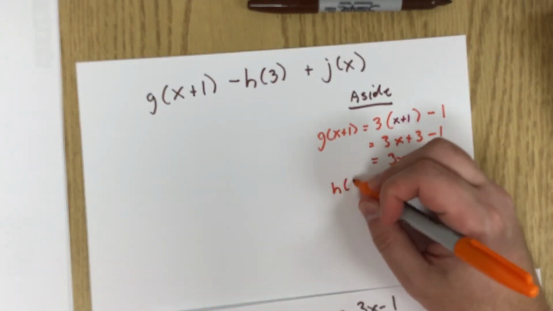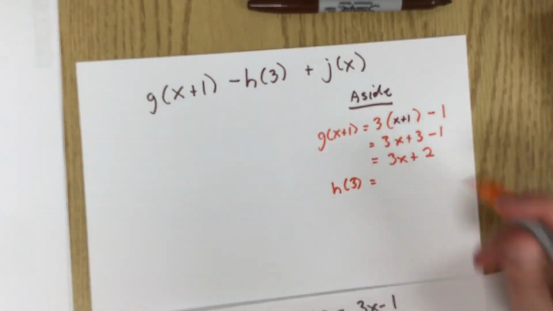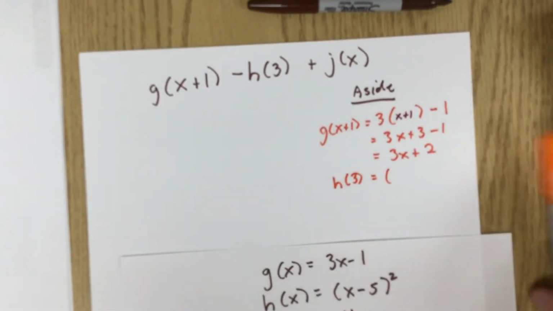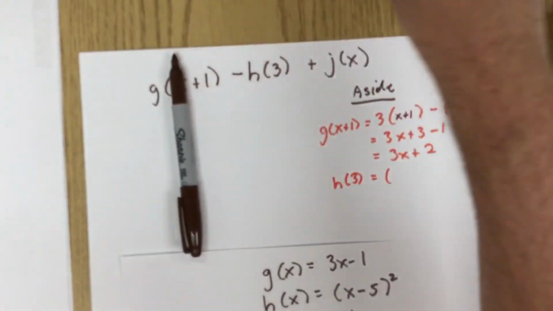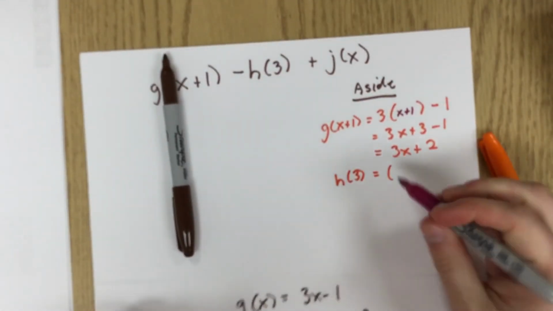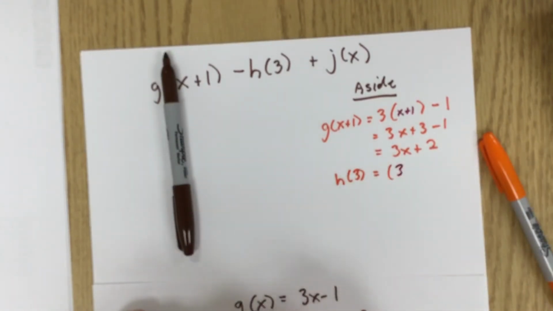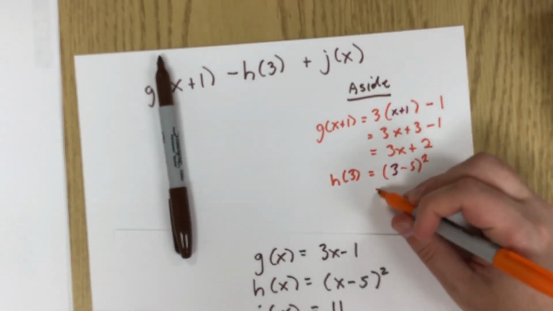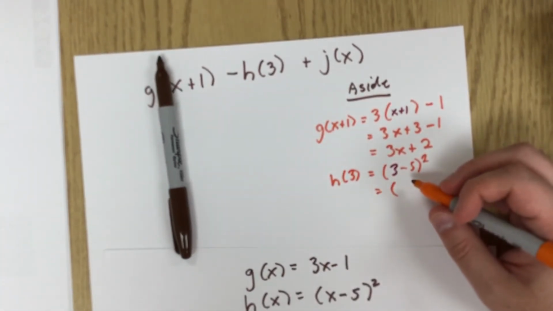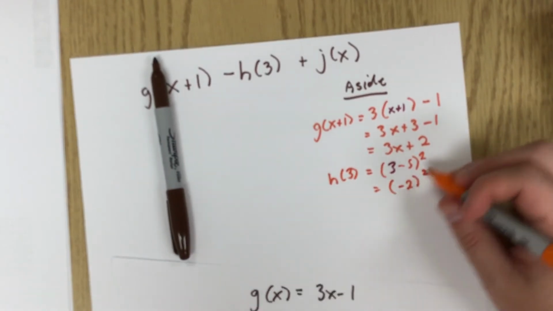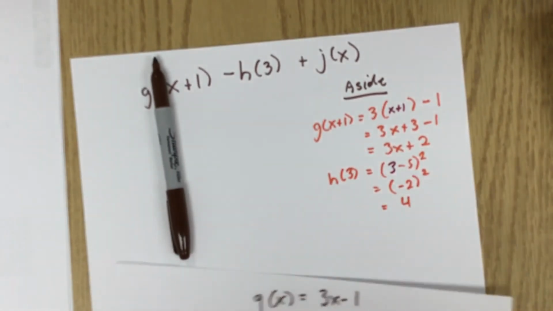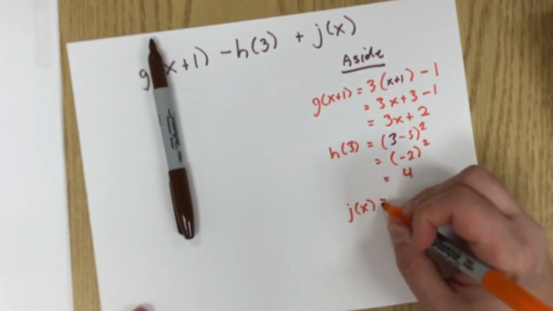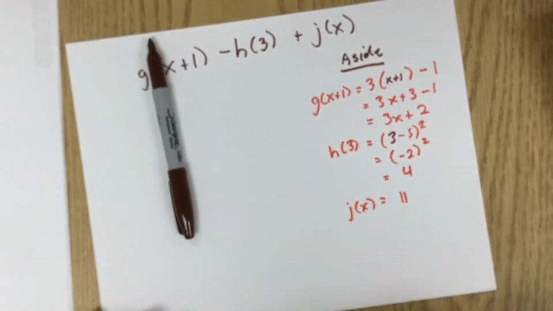Now h of 3 is going to be, h is this one over here, the x minus 5 squared. So it's going to be 3 minus 5 squared, which is going to be, oh, did we do this one already? Minus 2 squared, which is positive 4. And j of x is, no matter what, 11.